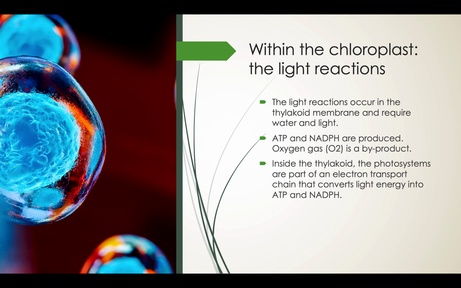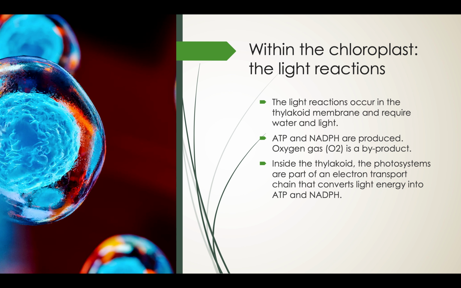So in this slide, we're going to really talk about what we call the light reactions. And once again, this happens within those chloroplasts we just talked about. The light reactions occur in the thylakoid membrane and require both water and light. ATP, which is the energy molecule that we use, and NADPH are produced. Oxygen gas is actually a byproduct, which is what we take in. So that oxygen gas that plants produce is a byproduct.